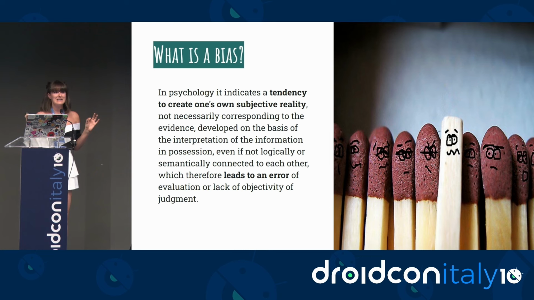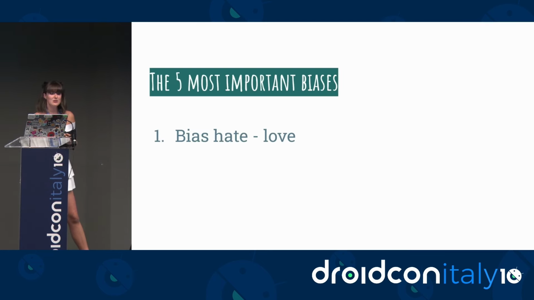At the end, what is a bias? A bias is the tendency to create your own personal subjective reality based only on your personal background, without really considering the data. So personal background, society, beliefs, everything conditions our perception of things. There are so many kinds of biases, but I would like to share with you the five most important ones.